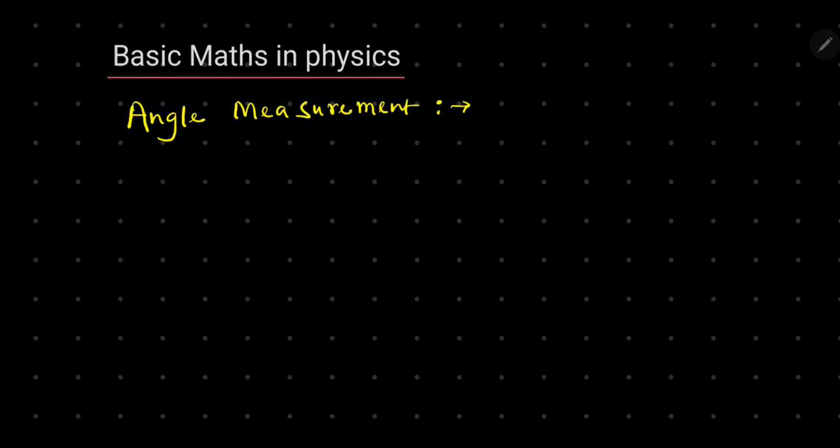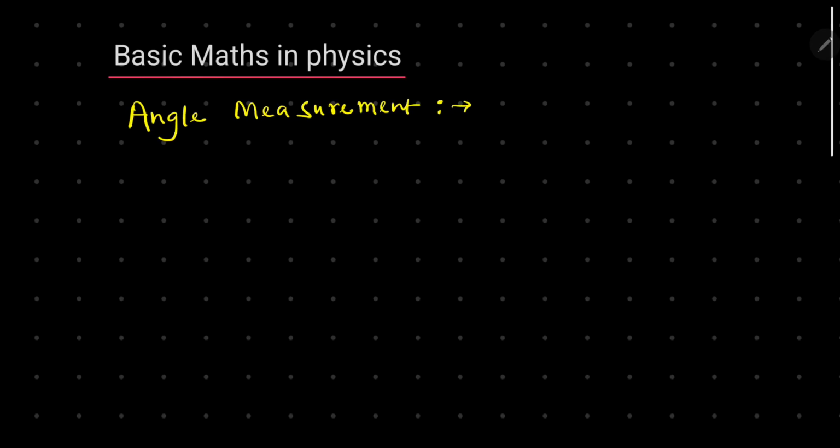So popularly we have two units of angle measurement, which we must know so that we can have an easy way to understand physics. Okay, so there are two units which are popular. One is degree, another is radian.